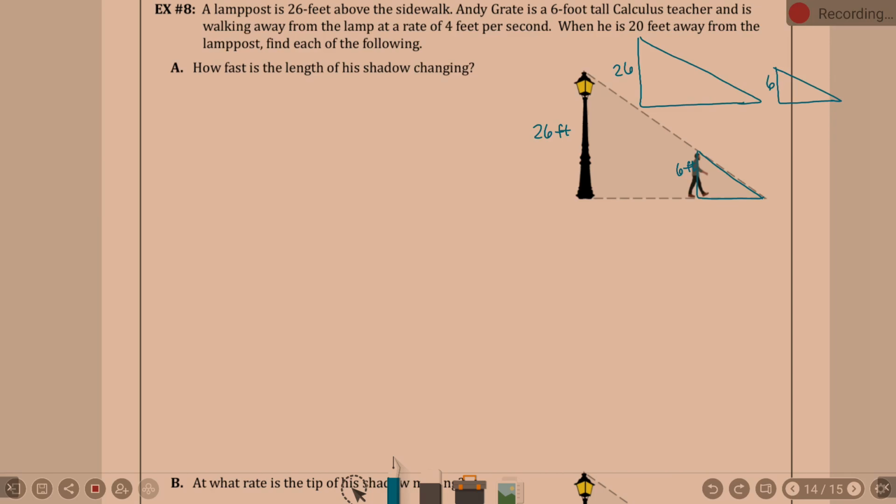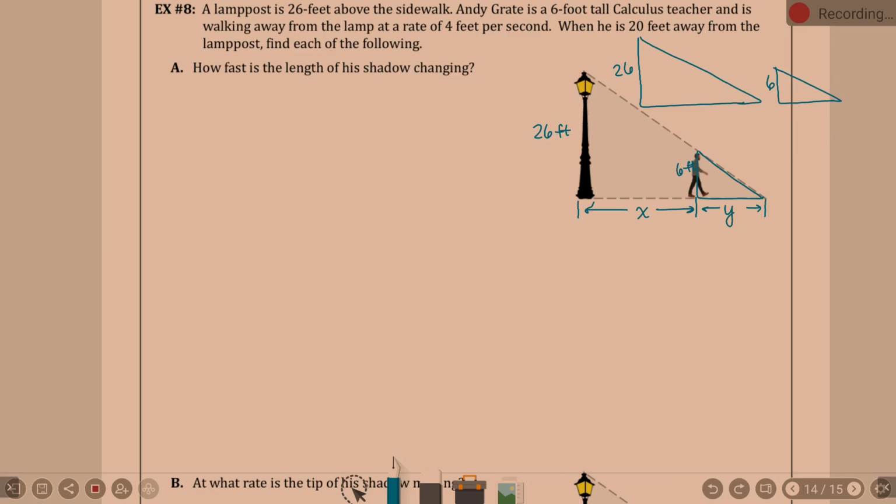Basically, we have two pieces right here. We have this piece, and then we also have this piece here. We don't know either of these lengths right now. Yes, there is when he's 20 feet away from the lamppost, but that's when. That's not all the time. So I'm going to call these X and Y.